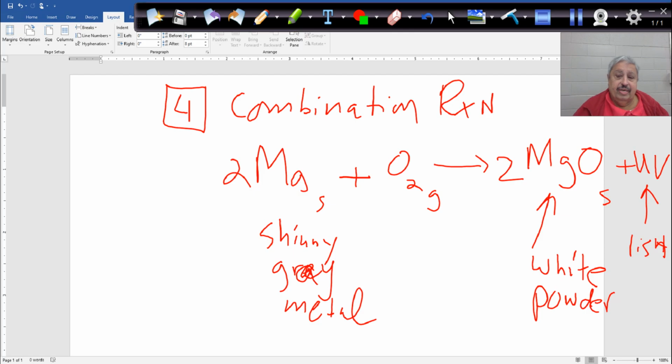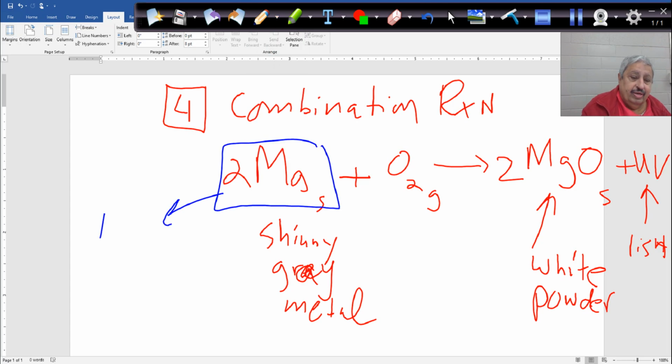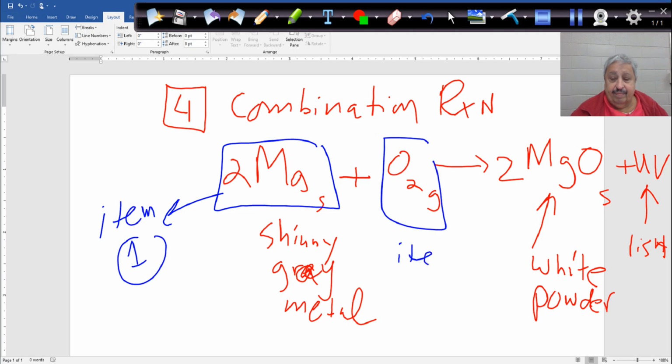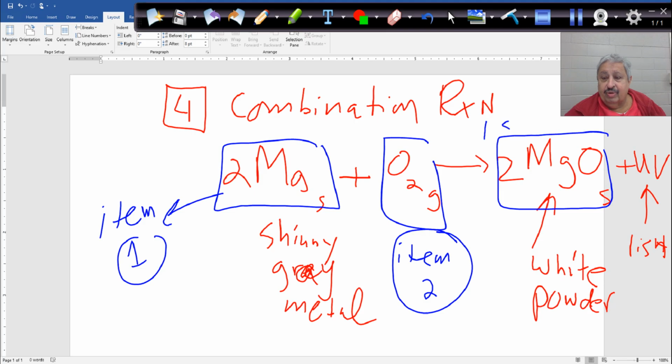But here it is. That's a combination, meaning what? I have more than 2 items here together. We have this one here, item 1. This is item 2. I get one single item here. You are combining those types of items or matters or compounds or chemicals together to get one single compound out of them. So this is what is called combination.